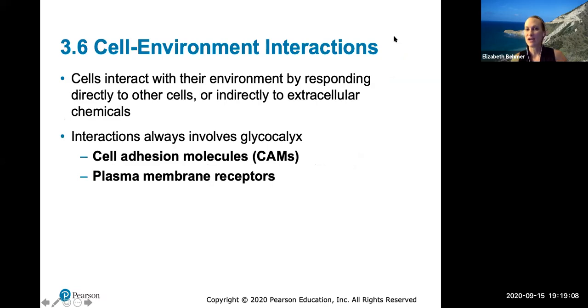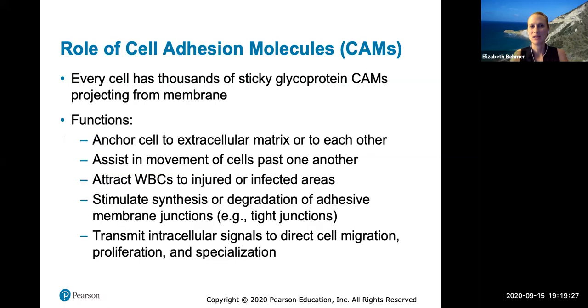Cells can interact with their environment by responding directly to other cells, and these interactions always involve the glycocalyx, which is some sort of sugar protein. We call them cell adhesion molecules, CAMs, or plasma membrane receptors. This is how cells interact with their environment. Every cell has thousands of sticky glycoprotein CAMs projecting from their membrane. They'll interact with other cells, form some sort of matrix, connect to each other, and help to direct cell migration and proliferation.